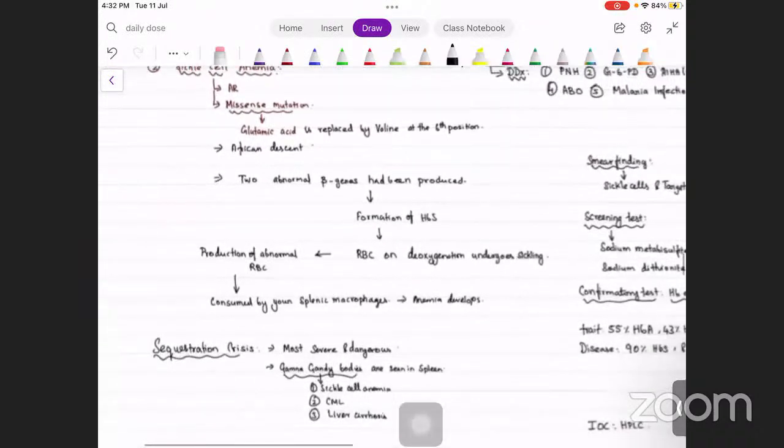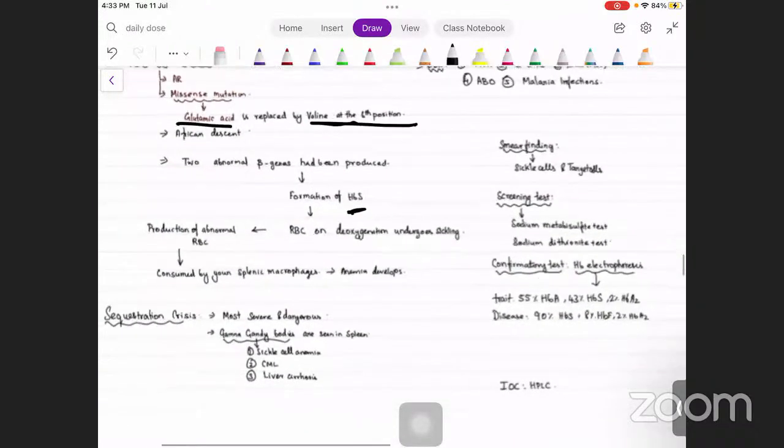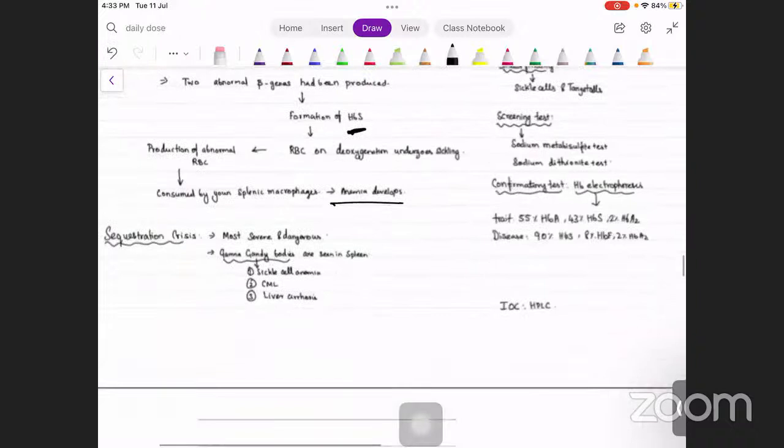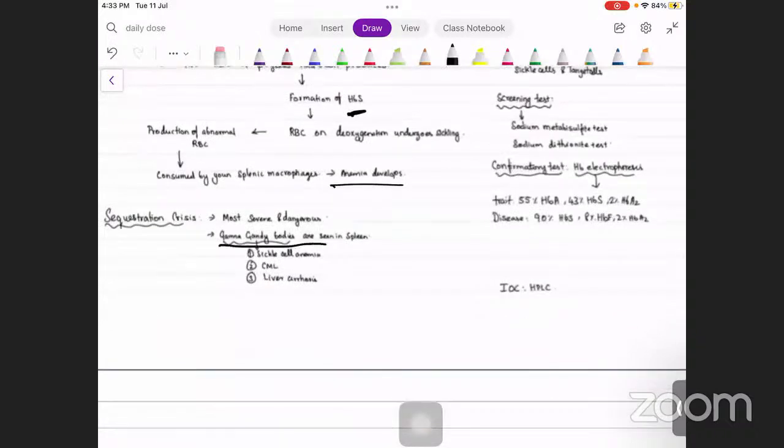Then you have sickle cell anemia, a missense mutation where glutamic acid is replaced by valine in the 6th position, producing two abnormal beta genes. Formation of HbS occurs, which in turn causes sickling of your RBCs. So you may see anemia, and you may also see autoinfarction in the spleen.